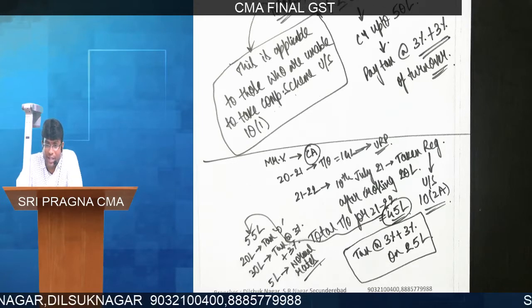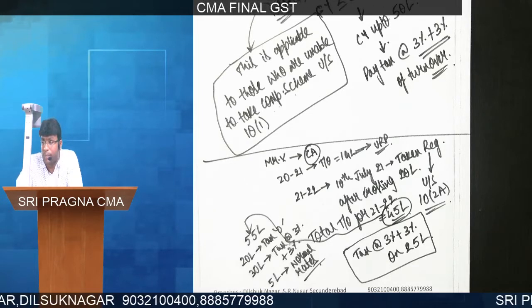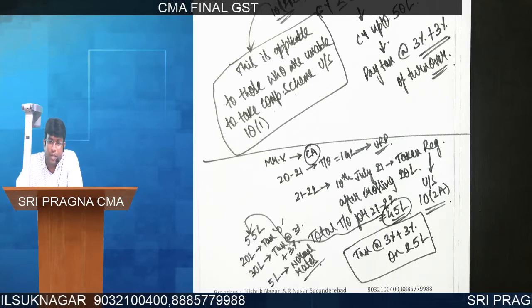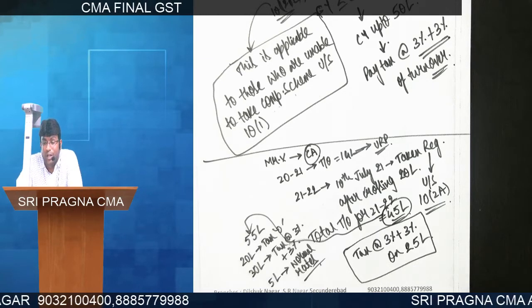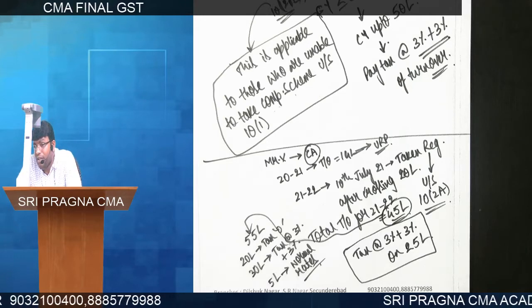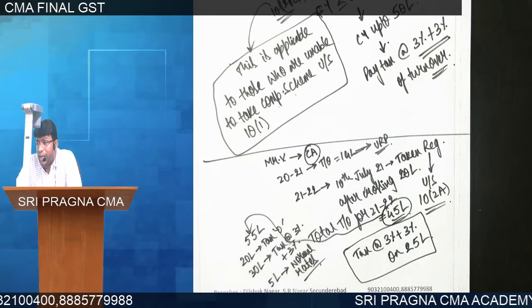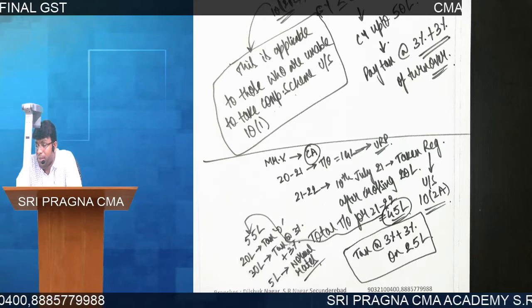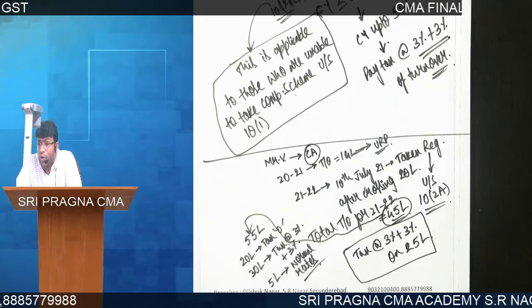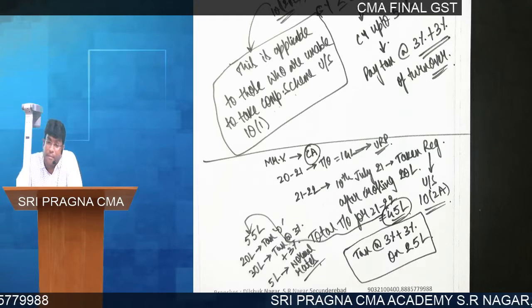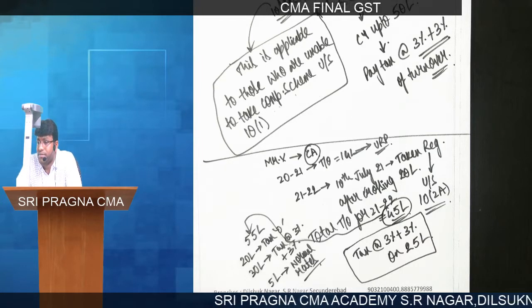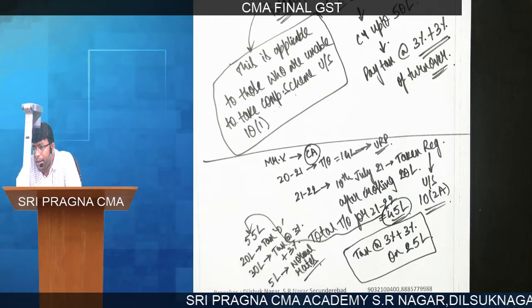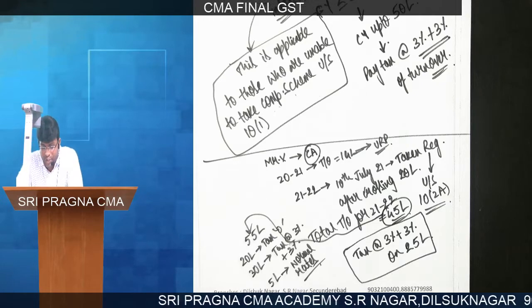10(2)(a), what is the rate? 3% plus 3%. But here the important point is this section is applicable only to those persons whose aggregate turnover in the preceding financial year does not exceed 50 lakhs. Then in the current year, up to 50 lakhs, you will pay tax at the rate of 3% plus 3%. And I hope we got clarity on the concept of composition to normal, normal to composition. Are we clear with that? Everybody? Good. Next.